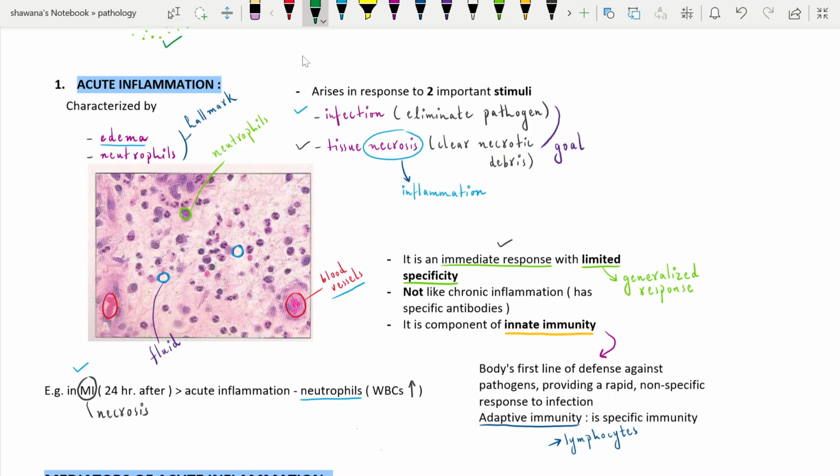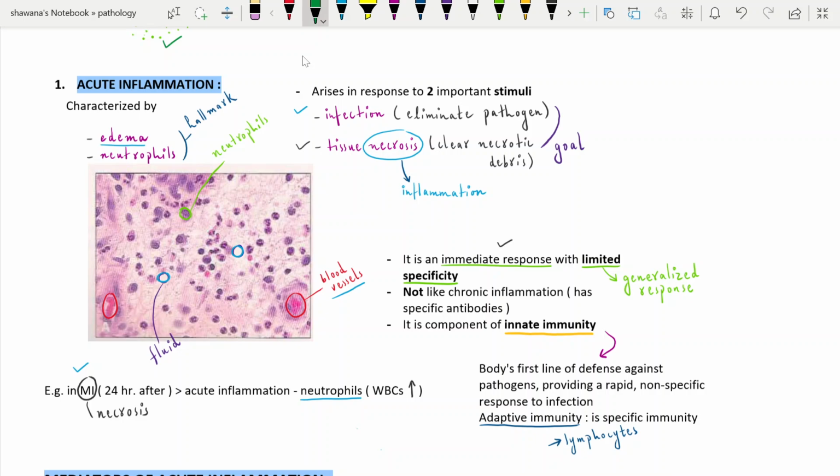There are two hallmarks for acute inflammation. Hallmark means the two important things that you are going to see in acute inflammation. First is the edema. Edema is basically due to the fluid leakage from the capillaries into the interstitium. And the second important inflammatory cell is the neutrophils. Neutrophils are white blood cells, and these are very important in acute inflammation, in contrast to chronic inflammation, in which we are going to see the lymphocytes.